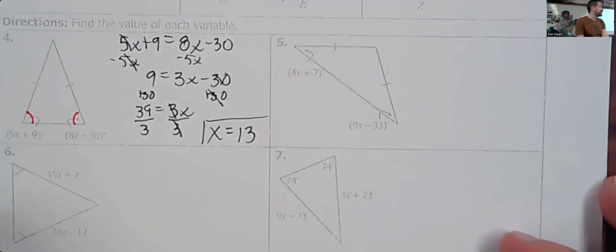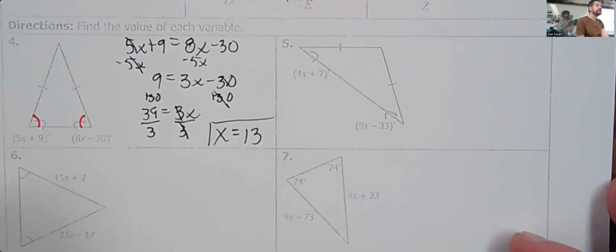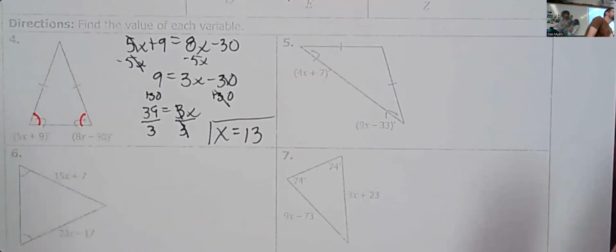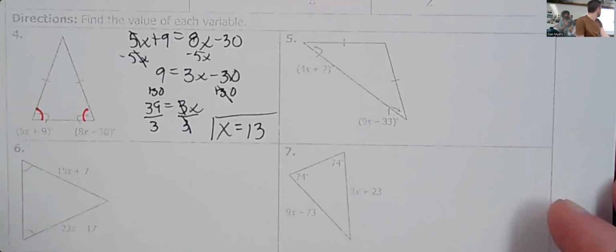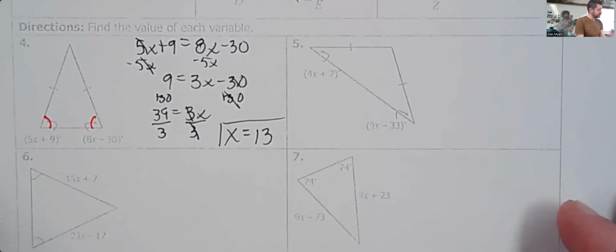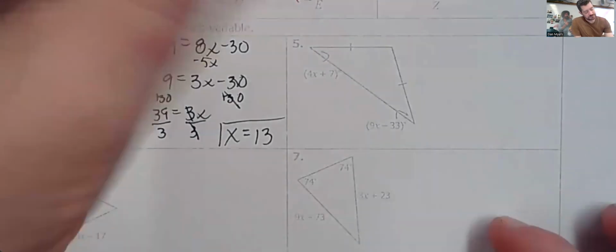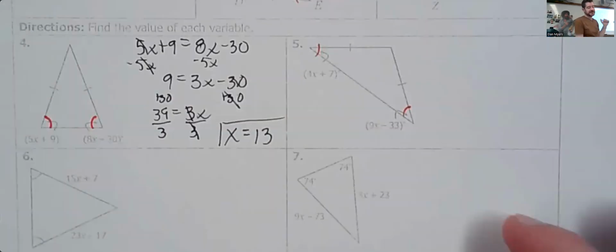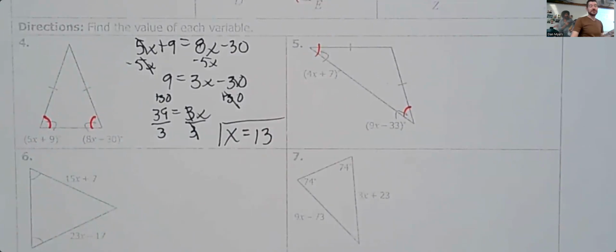All right, same thing for 5. I want you to do that one on your own real quick. Just work on number 5. Same setup as number 4. Does it matter which one we put in first? No, it does not. As long as you set them equal to each other and you solve for x, you're good to go.